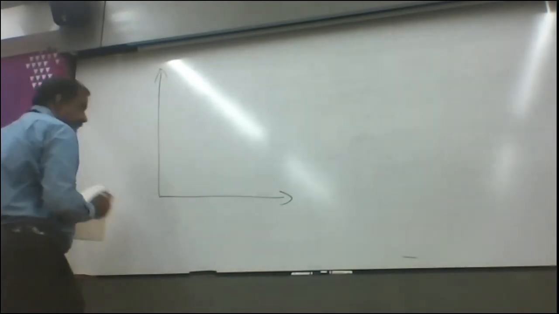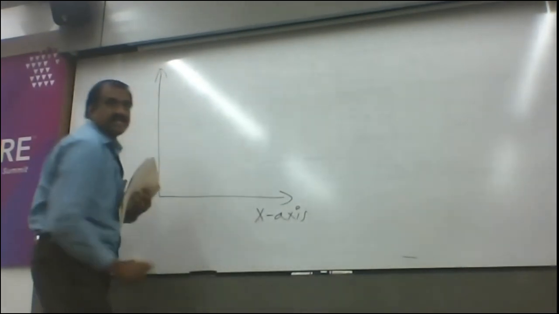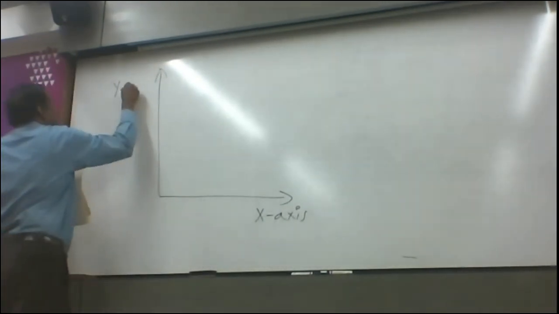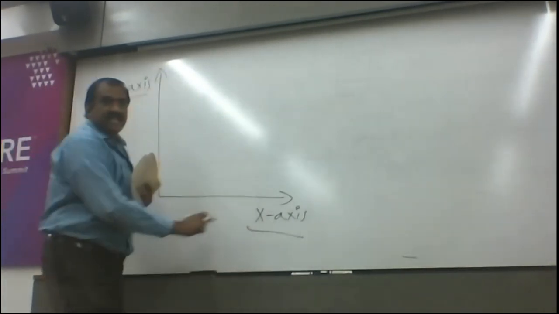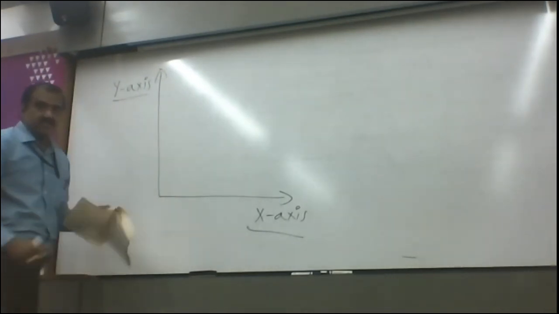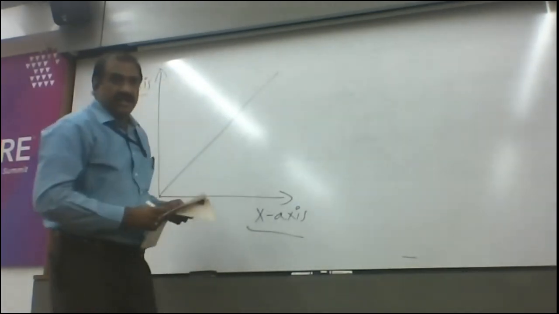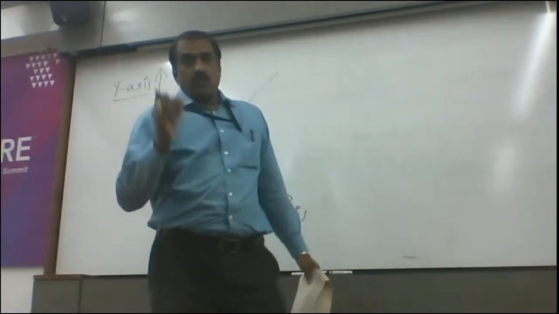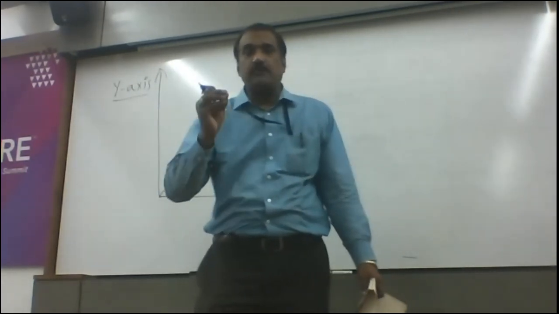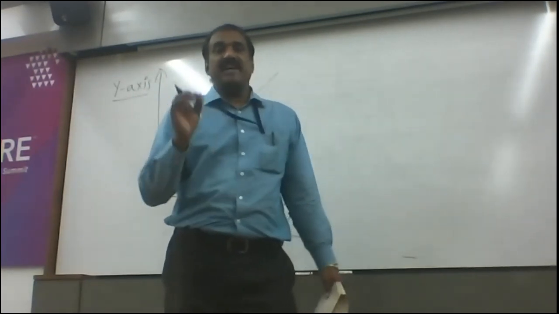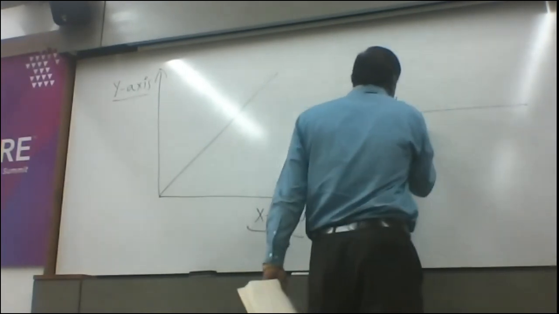So already you know this is the x-axis, and this is the y-axis. So this is the x-axis and this is the y-axis. We are going to plot the dots on the graph paper for the variables of x and y.